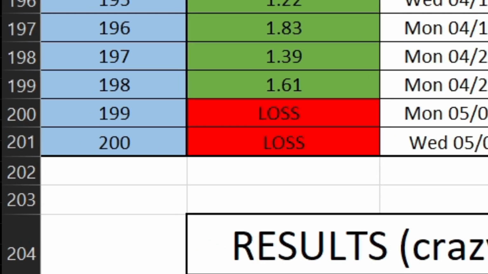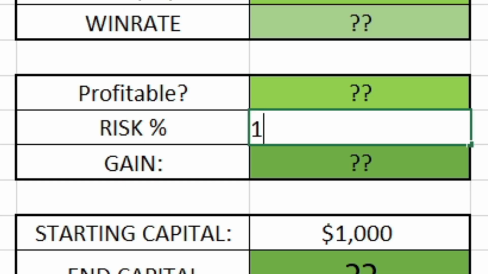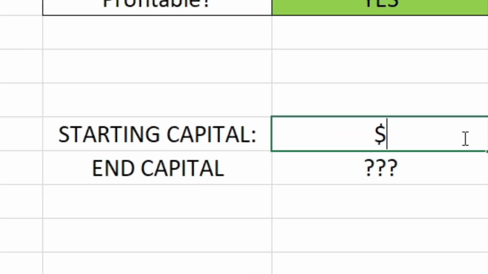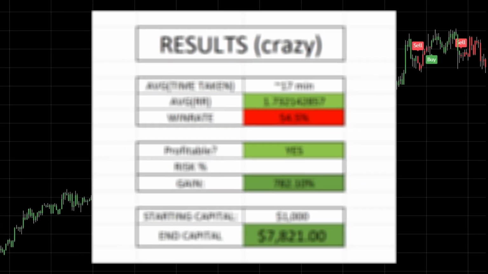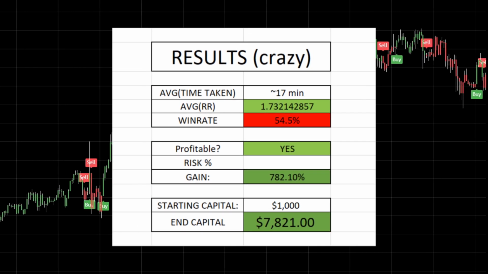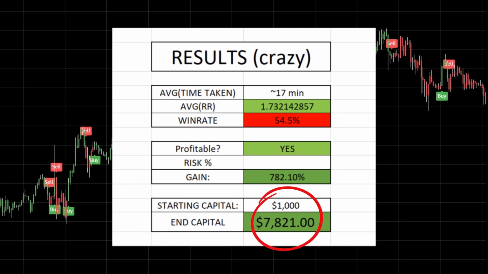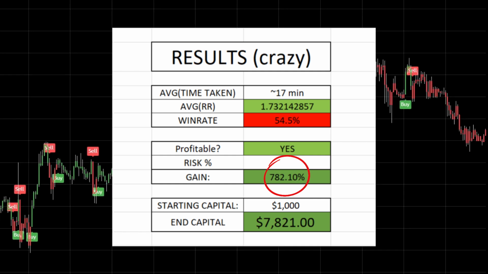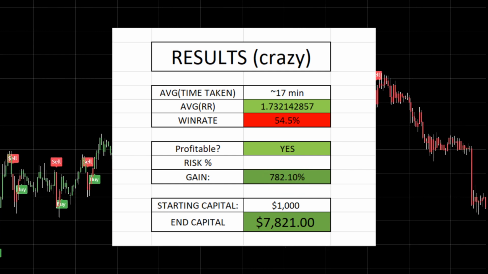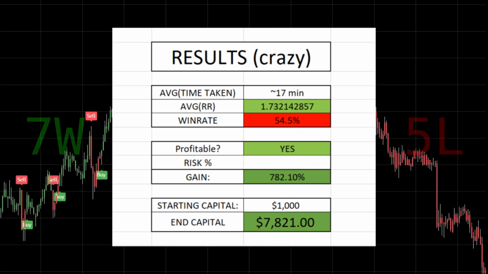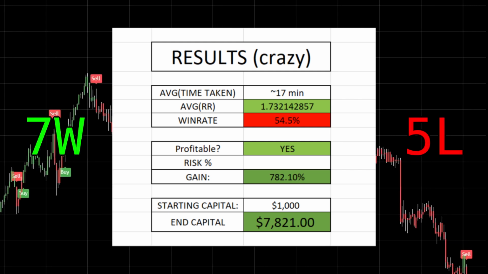I backtested this strategy 200 times, risking 1.5% per trade. Starting with $1,000, this strategy showed impressive results, ending with a profit of $7,821, a gain of over 700%. The win rate was 54.5% with a maximum winning streak of 7 and a losing streak of 5.